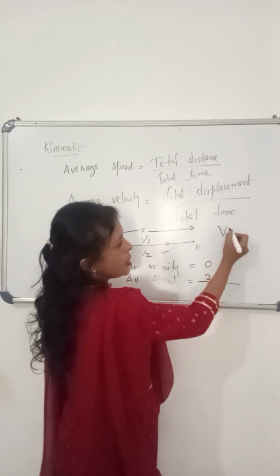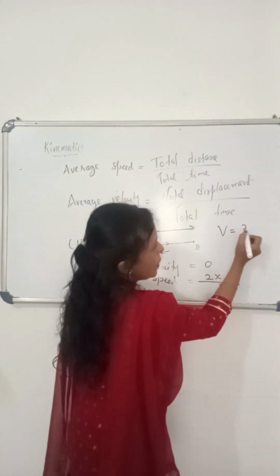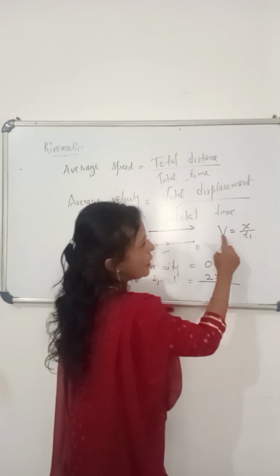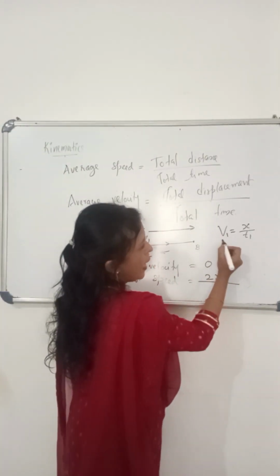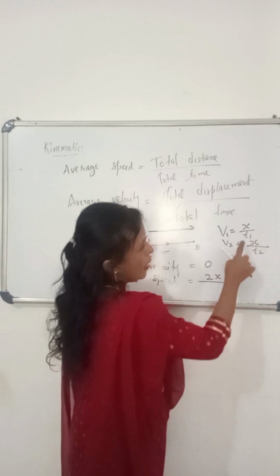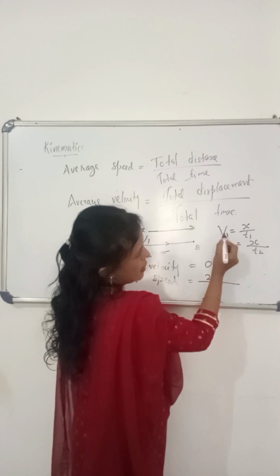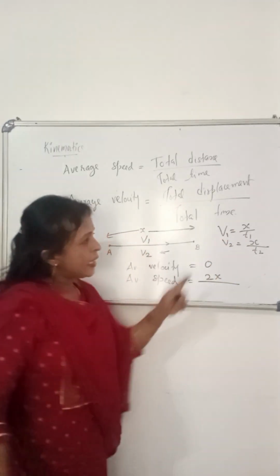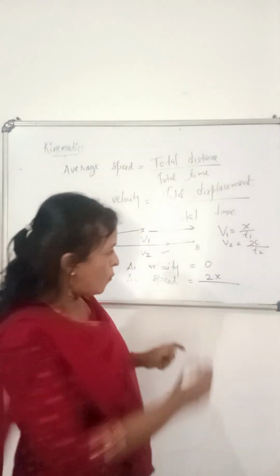We know that velocity is equal to displacement by time. Initially, the time t1 with velocity v1, and v2 with the same displacement x and time t2. Then from this, what is t1? Just interchange v1 and v2. Then t1 is equal to x by v1, t2 is equal to x by v2.